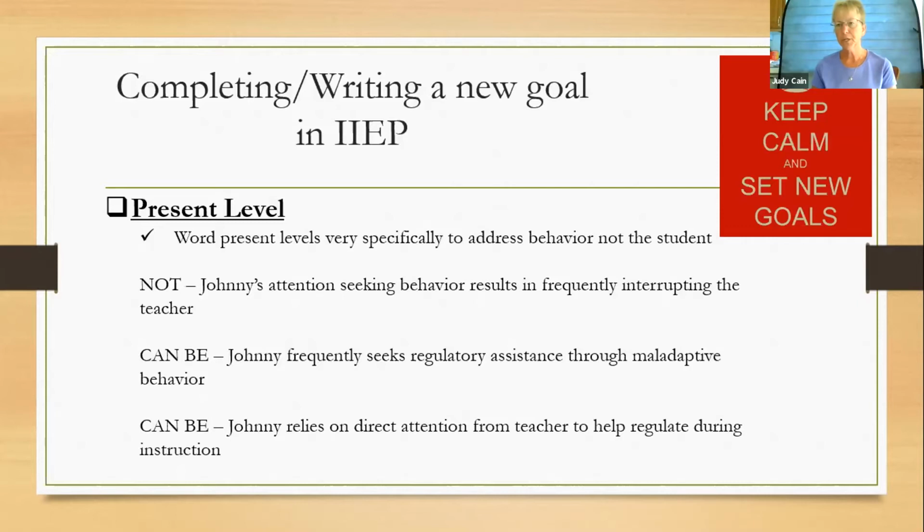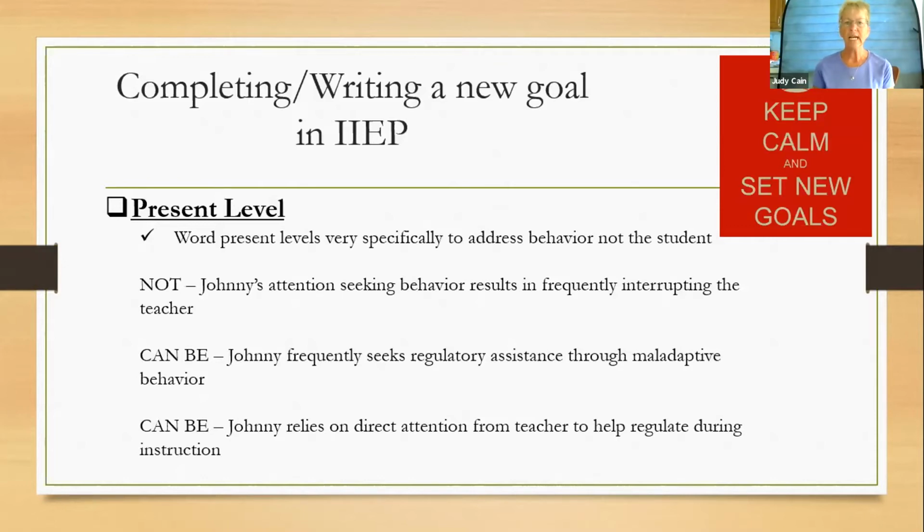So here are 2 other options that rewording that just a little bit gives a lot better picture of what's going on with Johnny. Johnny frequently seeks regulatory assistance through maladaptive behavior. Or Johnny relies on direct attention from the teacher to help regulate during instruction. So it's kind of defining that. What does that interrupting look like?